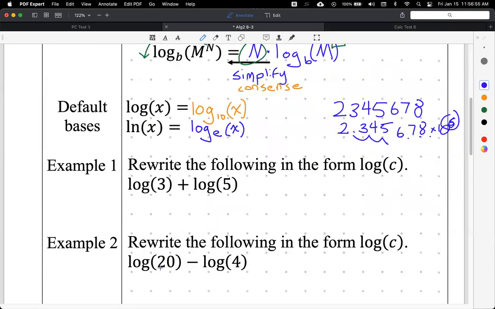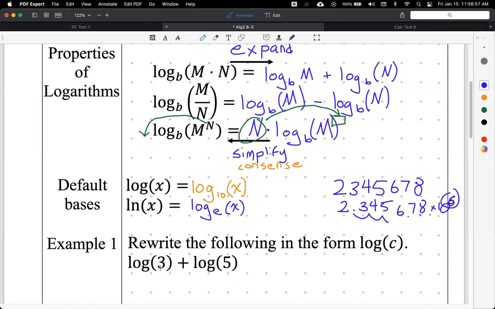Let's try example one. And maybe I'll just keep scrolling up so you can see the properties still. I want to rewrite this in the form of log of C, no base. How? You're going to use one of these three properties. This is the easy version of the homework. In the future, I'm going to be using like 3 or 4 properties at the same time. This is just one property at a time. Log of 3 plus log of 5.